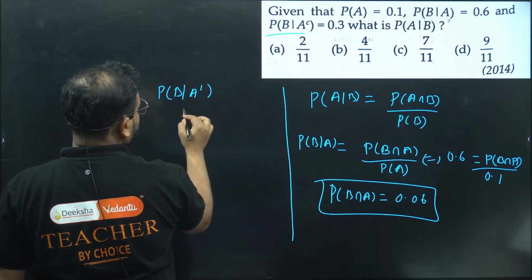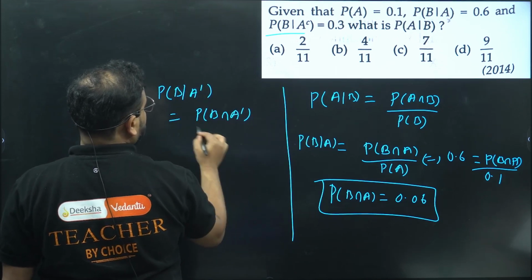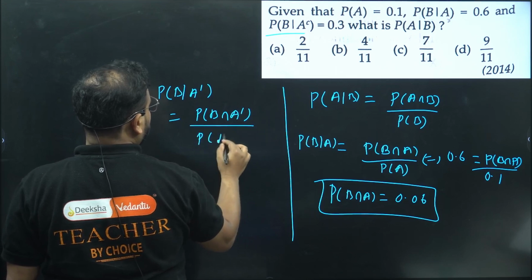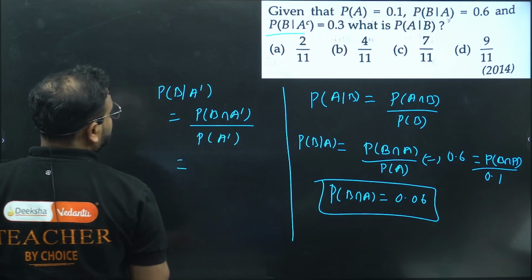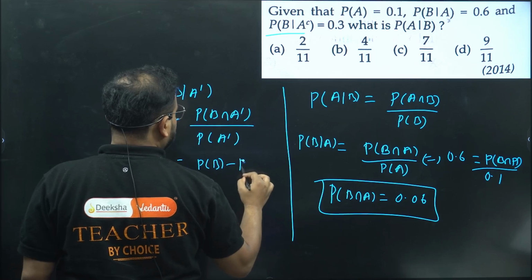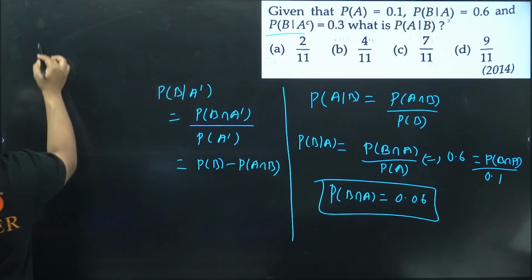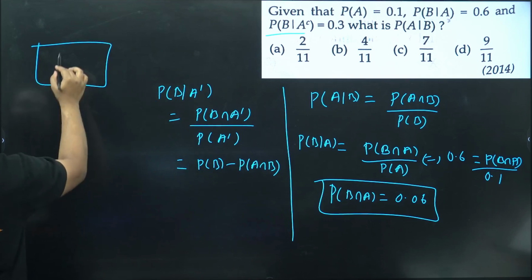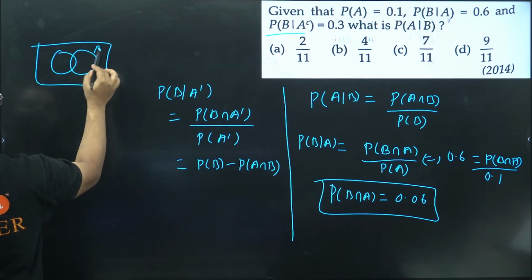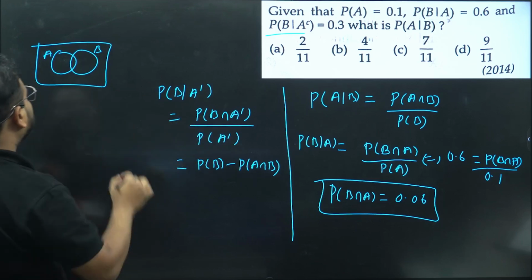P(B|A complement) will be given by P(B intersection with A complement) upon P(A complement). From here I have P(B) minus P of A intersection B. How come, sir? Please check. This is the event, right? This is A, this is B. When I say intersection of B with A complement, it means only this part.